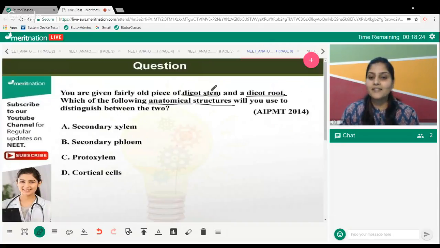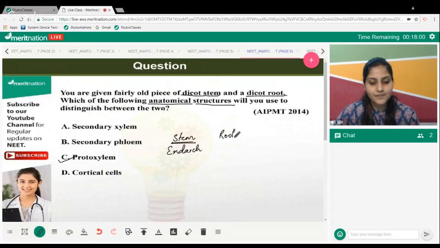Okay, I got an answer from Vaishu. Rebecca, protoxylem. This is right. Why? Because protoxylem plays a role over here. In case of stem, you find that protoxylem is endarch. In case of roots, it is exarch.